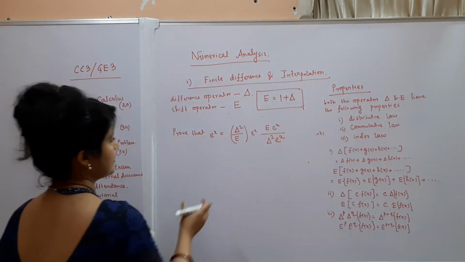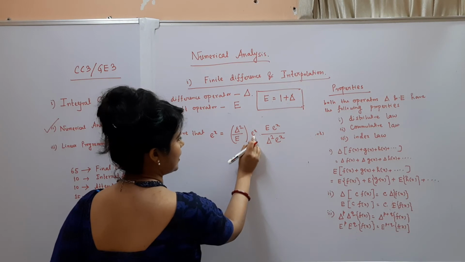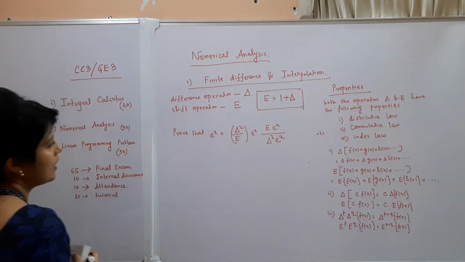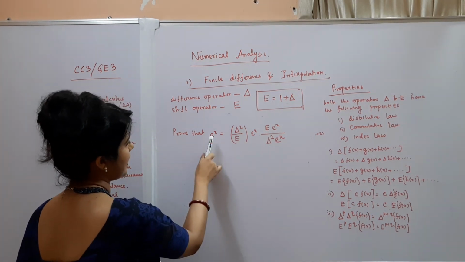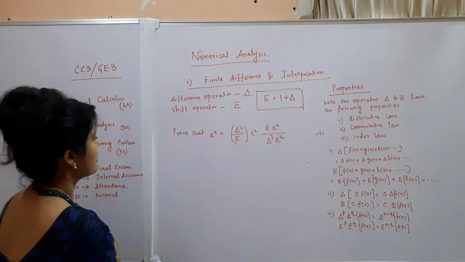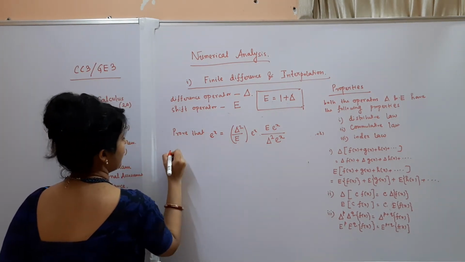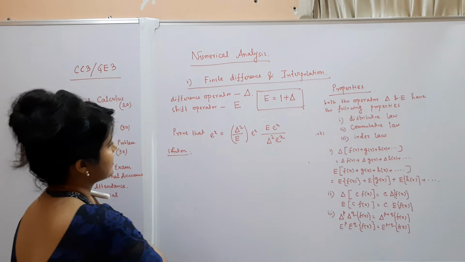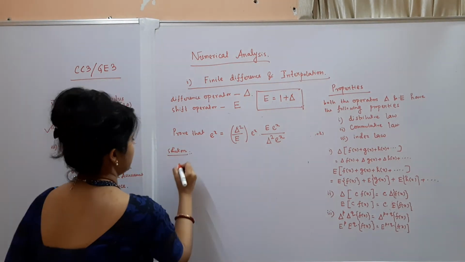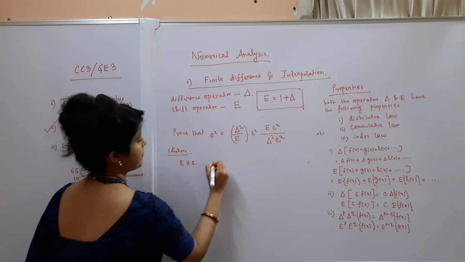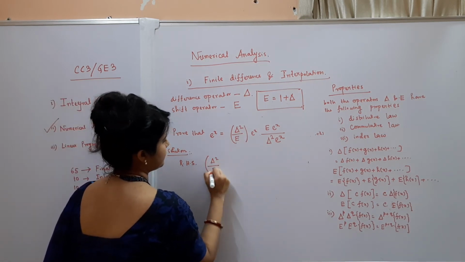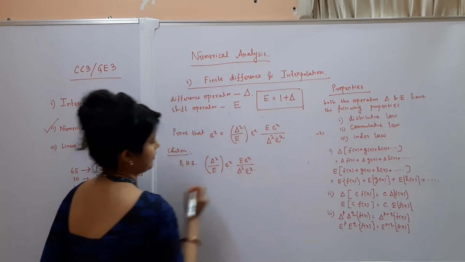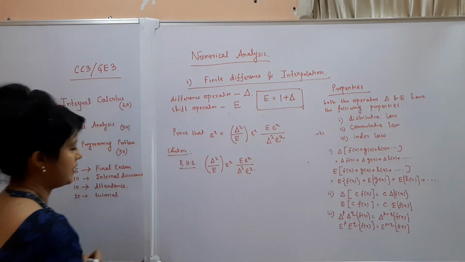This operator is applied on e to the power x and it is multiplied to this rational form. So this is a proof, a LHS RHS proof. You have to start from either of the sides. Clearly, we will start from the right hand side because there is only a single term in the left hand side. So from the right hand side, delta square over e to the power x, into e to the power x delta square e to the power x. Okay, so this is the right hand side.